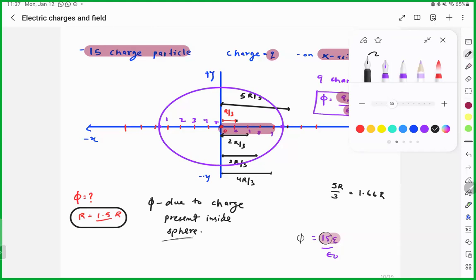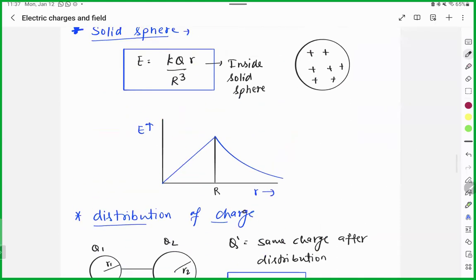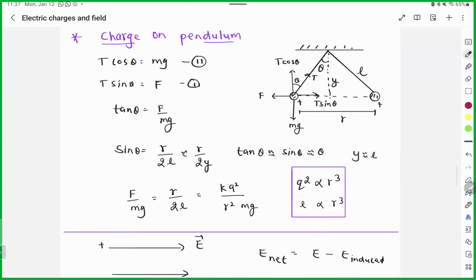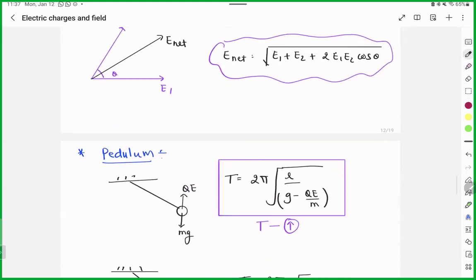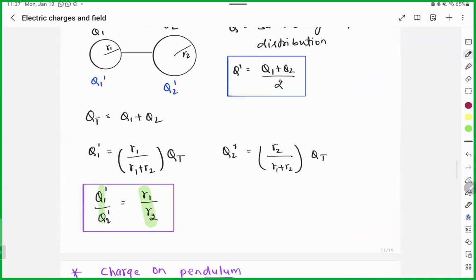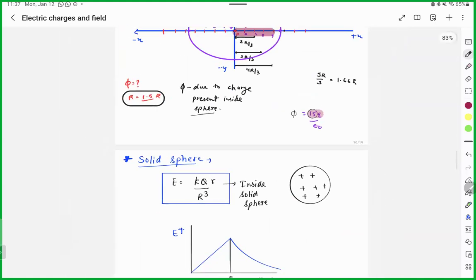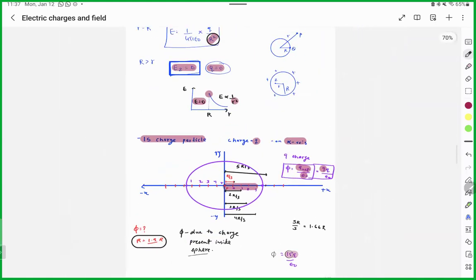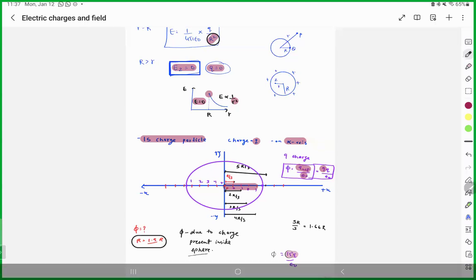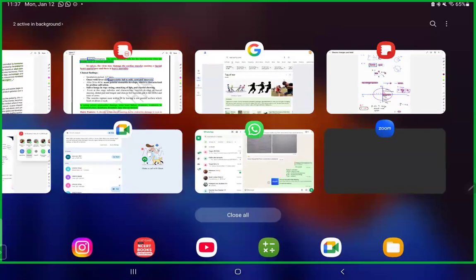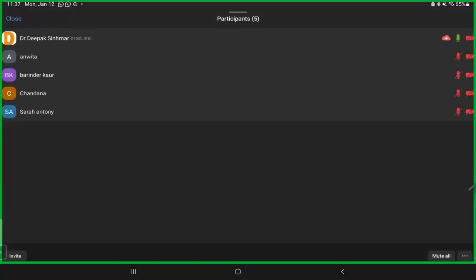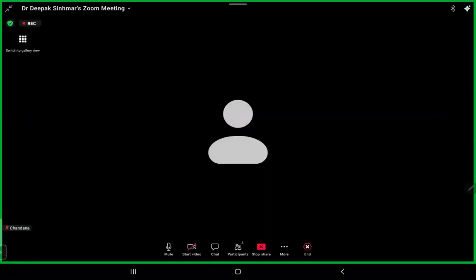Mystery error. Guys, just give me a few minutes. Solid sphere, distribution of charge. We are almost at pendulum. Finish it, quickly revise. I'll take 5-10 minutes, I guess. But I'll finish this topic completely. I will take 15 more minutes, not more than that. But it's urgent, so I will stop it here. I am coming back quickly.